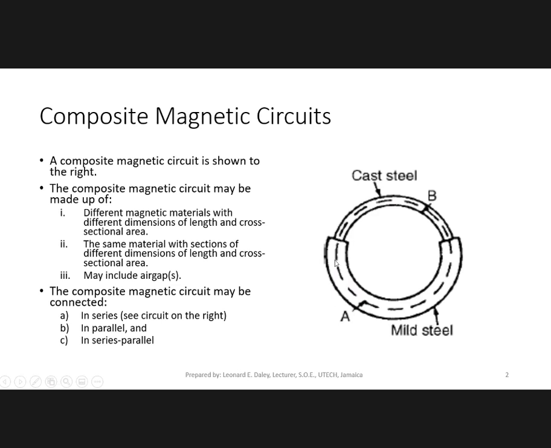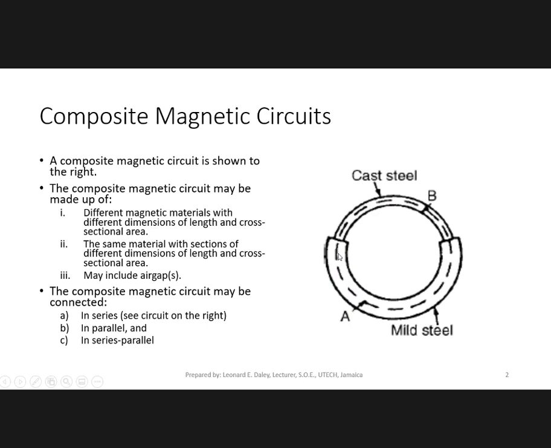All right. And then the composite magnetic circuit can be connected in series. For example, this one here. And how do we know if it's in series? The same flux is flowing.